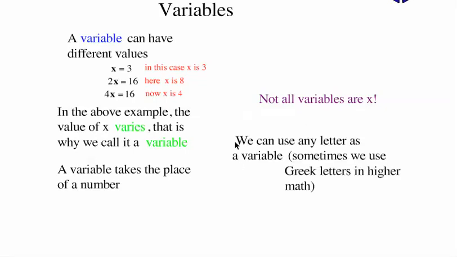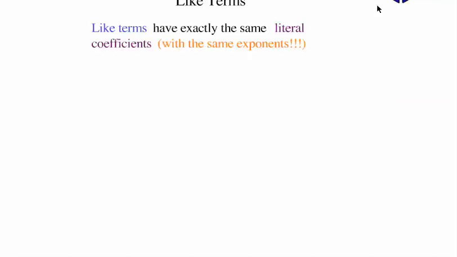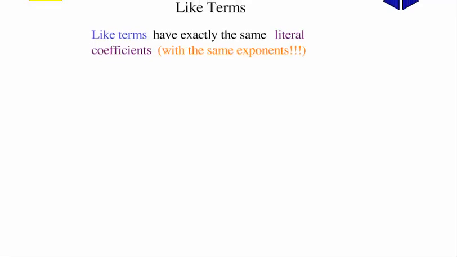Okay. Not all variables are x. We can use any letter as a variable. Sometimes we even use Greek letters in higher math, like alpha and beta and gamma and theta for angles and such.